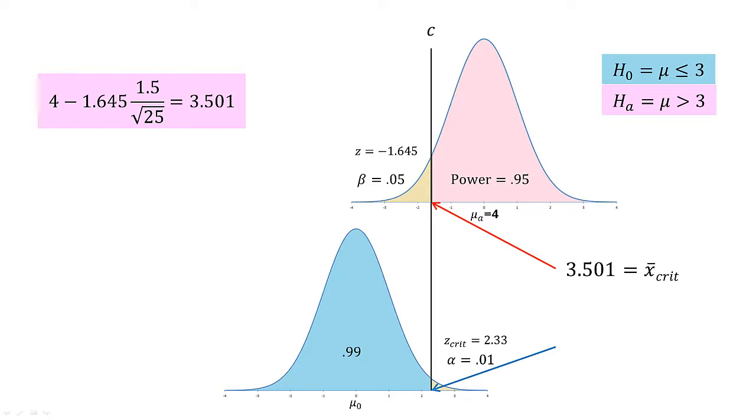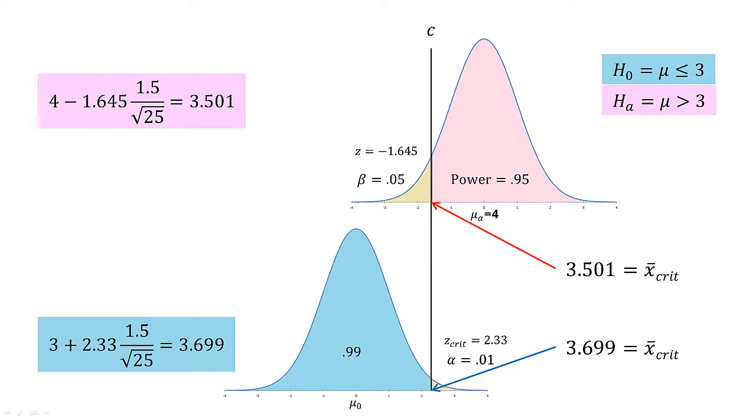Now we'll do the same thing for the bottom. Now with this one, we come up with an X bar critical of 3.699. Problem: they're not the same. So we've aligned these at their critical values, but they are at different means. So by aligning them on the same critical values, we've aligned them on different means, which cannot happen, of course. So we have a problem that we have to solve.